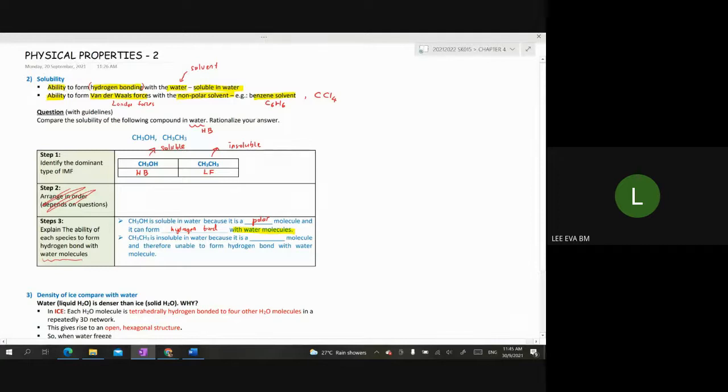So the water molecule is important. And then for CH3, it is insoluble in water because it is a non-polar molecule. Okay, it only has weak London forces and is unable to form hydrogen bond with water molecule. So untuk London forces nak tulis pun boleh: only has weak London forces. Tapi kita punya main focus boleh ataupun tidak dia form bond dengan water.